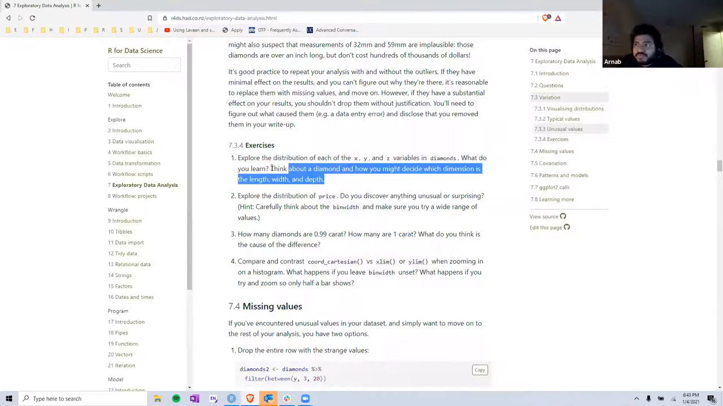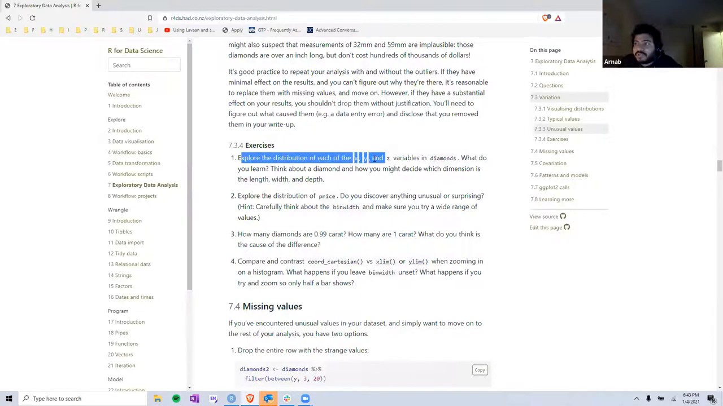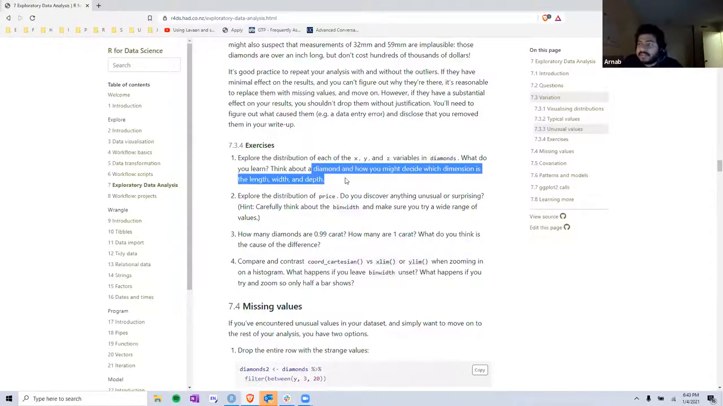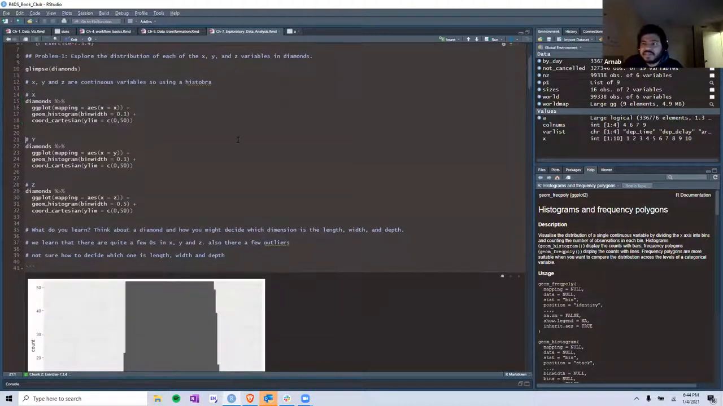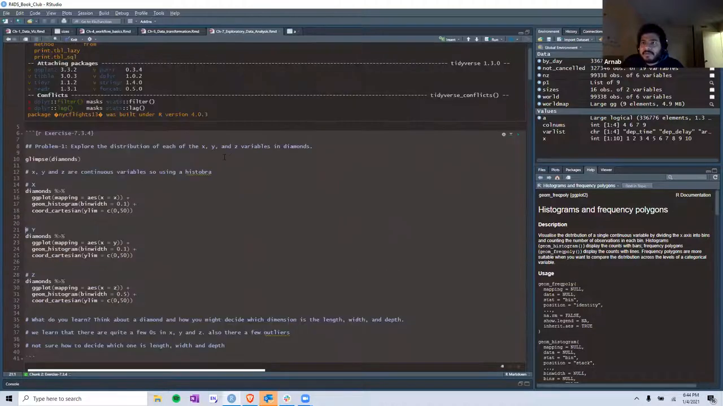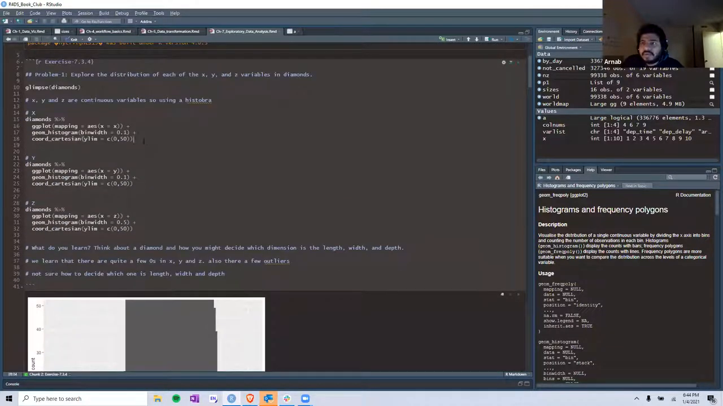With that, we move to the first set of exercises. The first question was to explore the distribution of each of the x, y, and z variables in the diamonds dataset. What do we learn, and how can we say which one is length, width, and depth? So here I do exactly the same thing. I use ggplot with x as the x-axis variable, and I mention 0.1 as the bin width. And I also use a y limit with coord_cartesian.